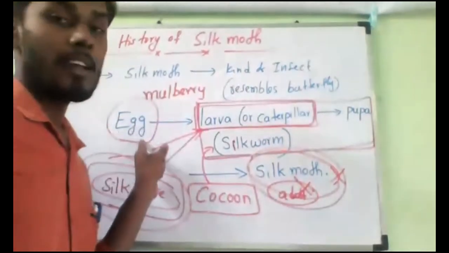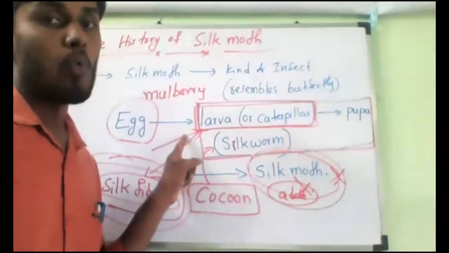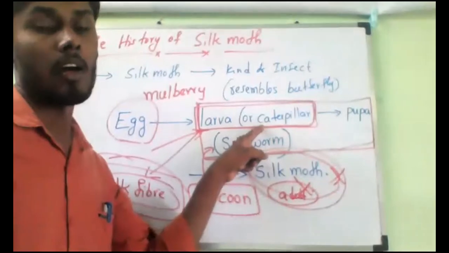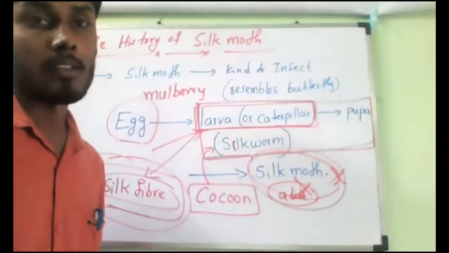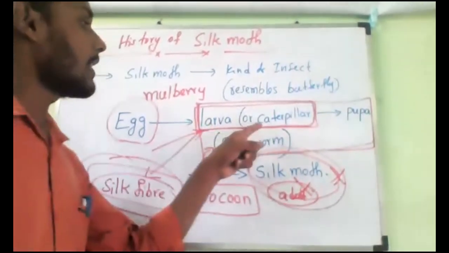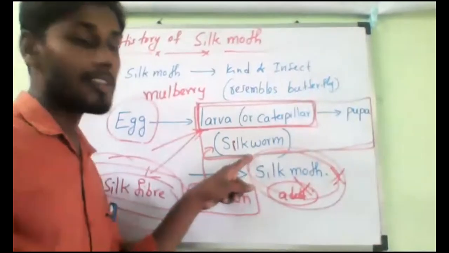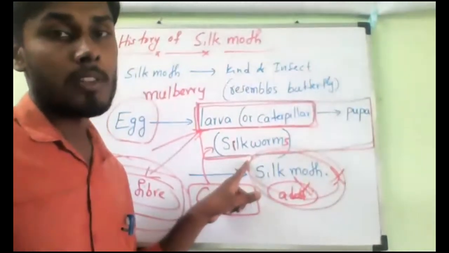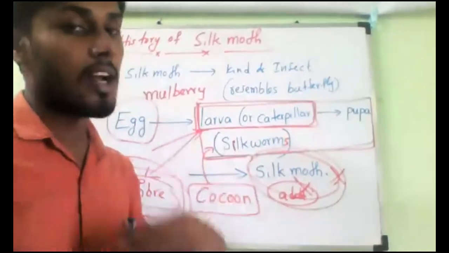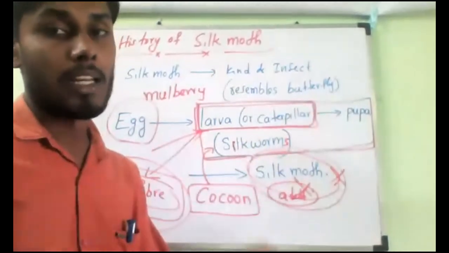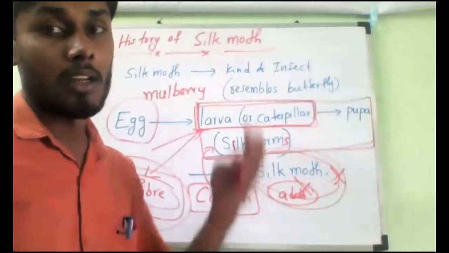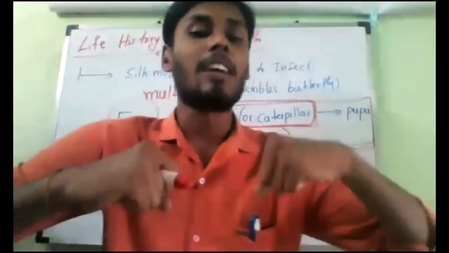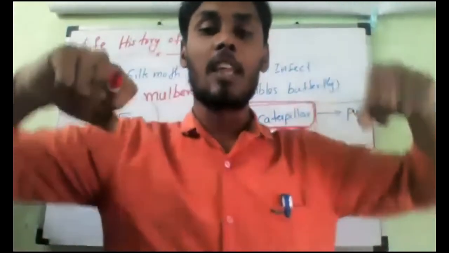So the eggs hatch to form a worm-like larva. That larva is called a caterpillar. The larvae of the silk moth are called caterpillars, and you can also call them silkworms. The silkworms feed on mulberry leaves continuously, and they keep eating more and more and start growing bigger. They grow very big in size.